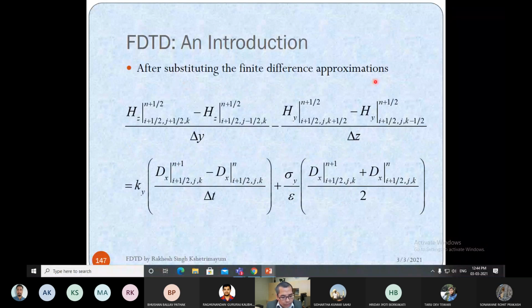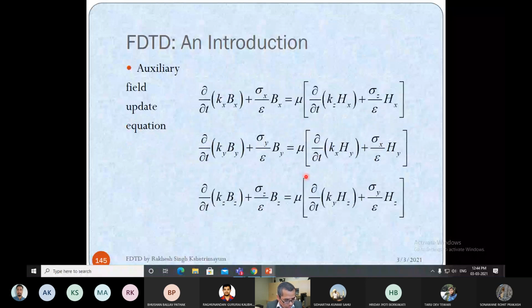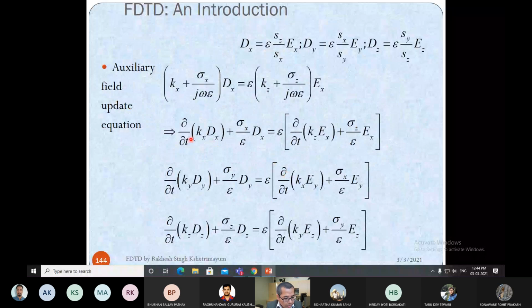So you can substitute it. The magnetic field will actually follow that of the 3D FDTD cube. You can substitute in that equation, then you can discretize it like this. Let us go back to the equation. We are actually trying to discretize this one.